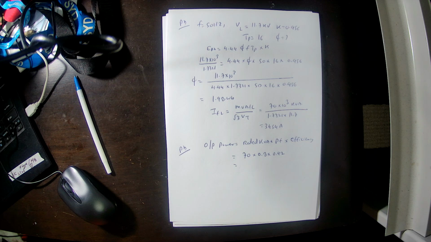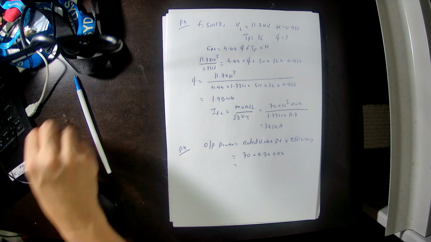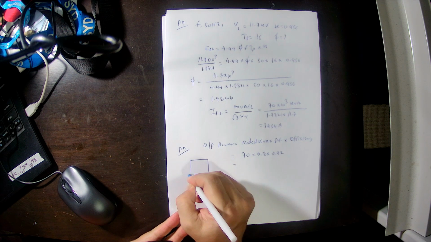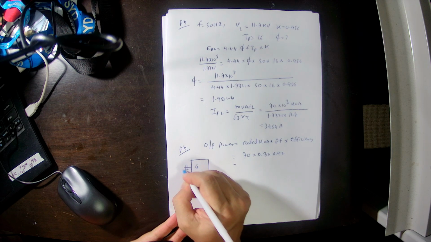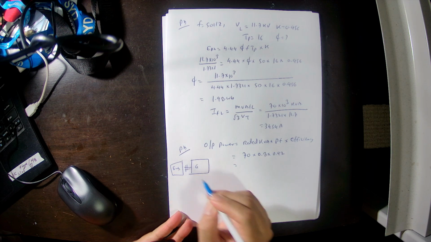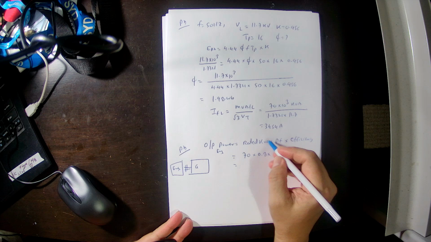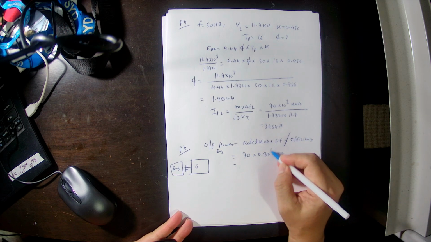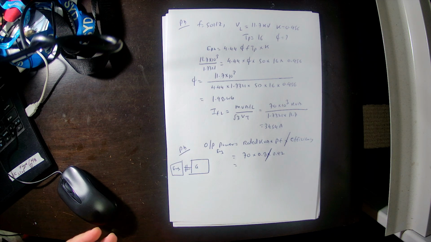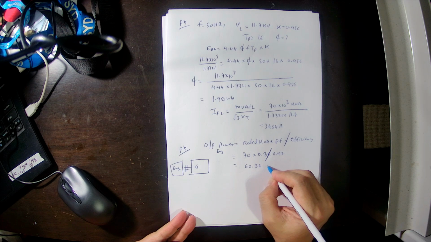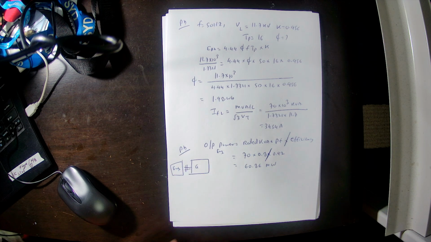So this is the output power of the machine. The machine here is the alternator, and here is the engine. So the engine output power can be calculated. This is the output power of the engine: the rated kVA of the machine divided by efficiency. So this is 60.86 megawatt. So the engine power is 65 megawatt.